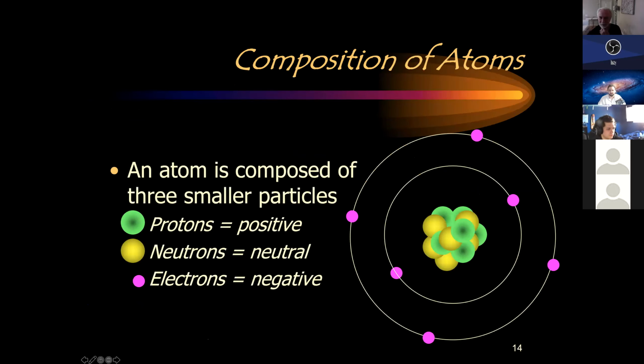All right, you just heard about the gang view of composition of atoms. So atoms are composed of protons, neutrons, and electrons. Protons with a positive charge, neutrons no charge, and electrons with a negative charge.